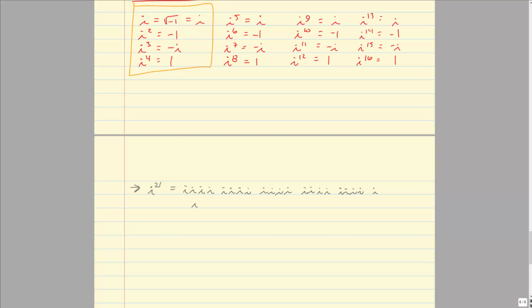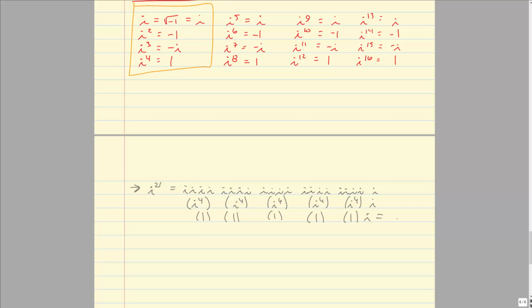Now here's an i to the fourth. Here's an i to the fourth. Here's an i to the fourth. And then here's this i by itself. So i to the fourth, we have this memorized, and if you don't, you could check it on your calculator. i to the fourth is 1. So this would be 1 times 1 times 1 times 1 times 1, which of course is 1.